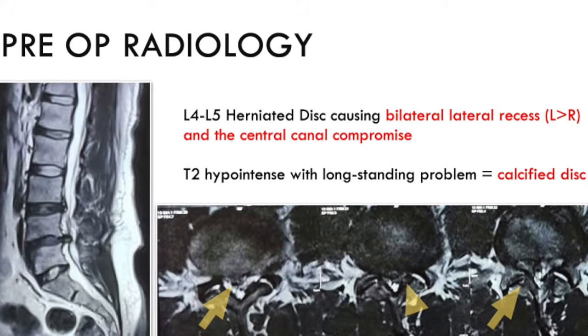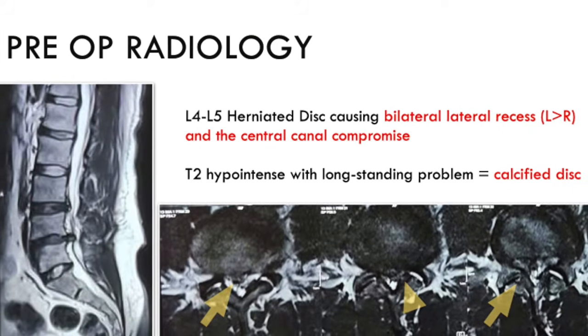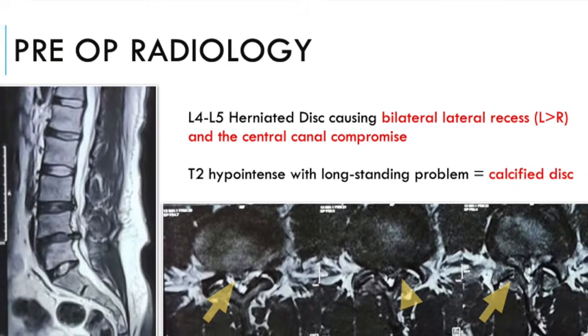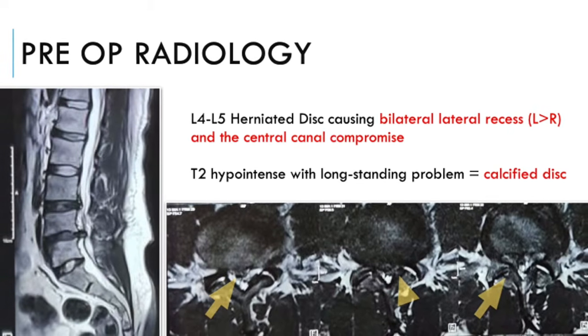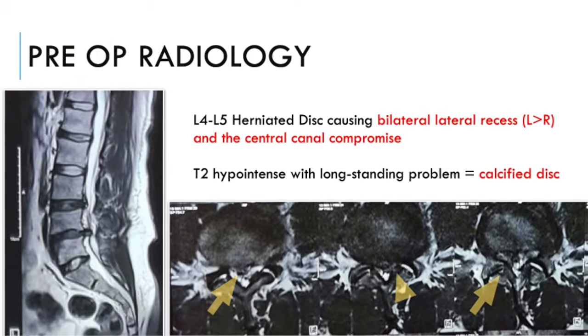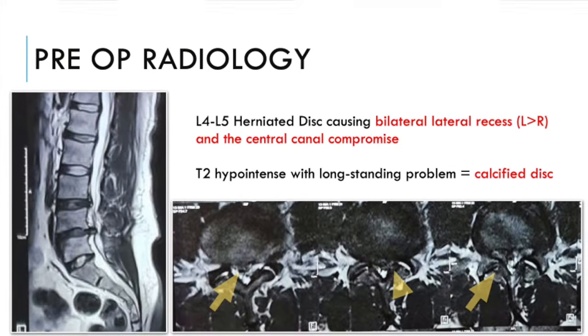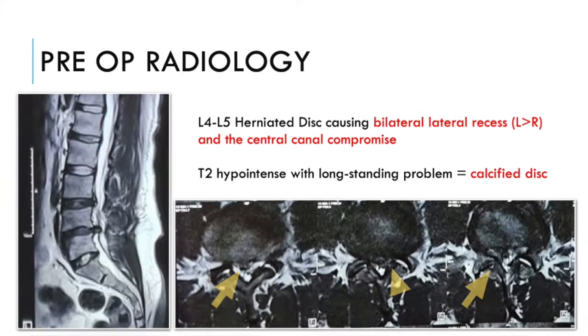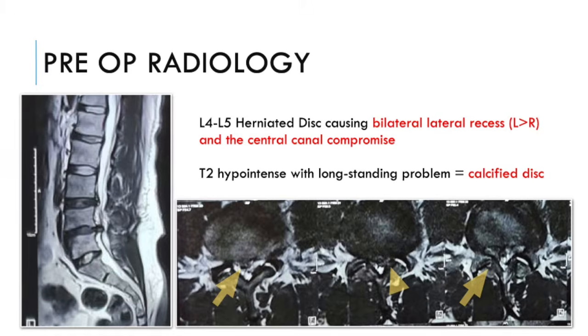The MRI imaging demonstrated an L4-5 disc herniation. Axial images showed compromise of both lateral recess as well as the central canal. The disc appeared hypointense on T2-weighted sequence, and in view of long-standing symptoms, a calcified disc was anticipated.